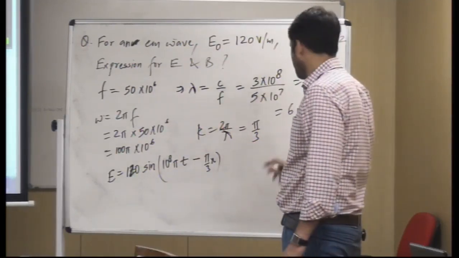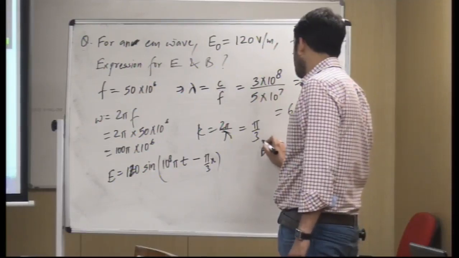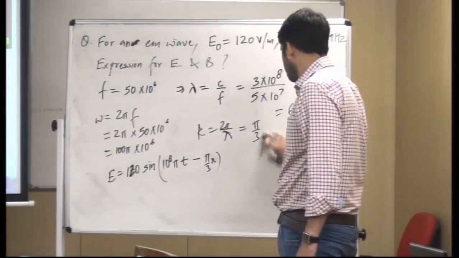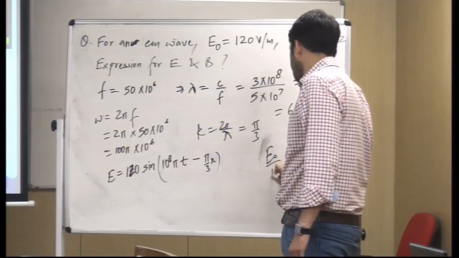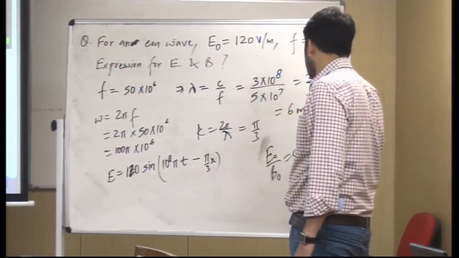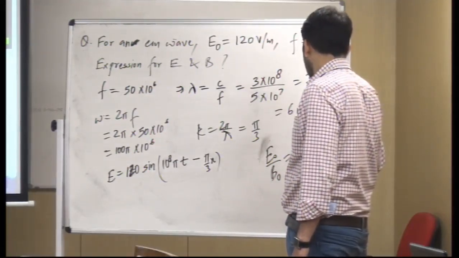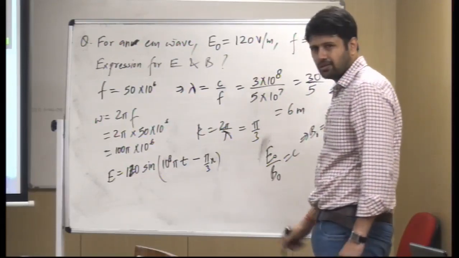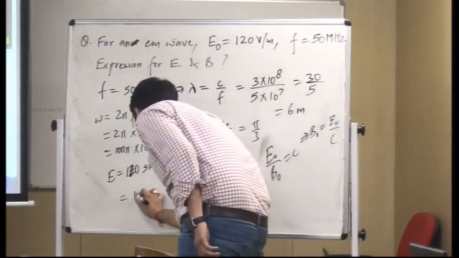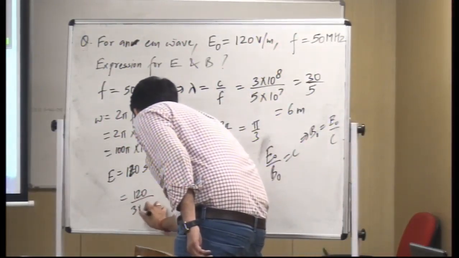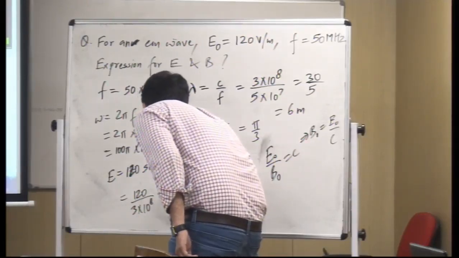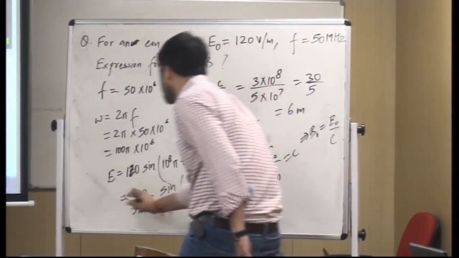The value of B naught would be different. Since E naught by B naught is C, B naught would be E naught by C. You can find the value. I will directly write this is 120 by 3 into 10 raised to power 8 sine of the same thing. This is the expression for B.